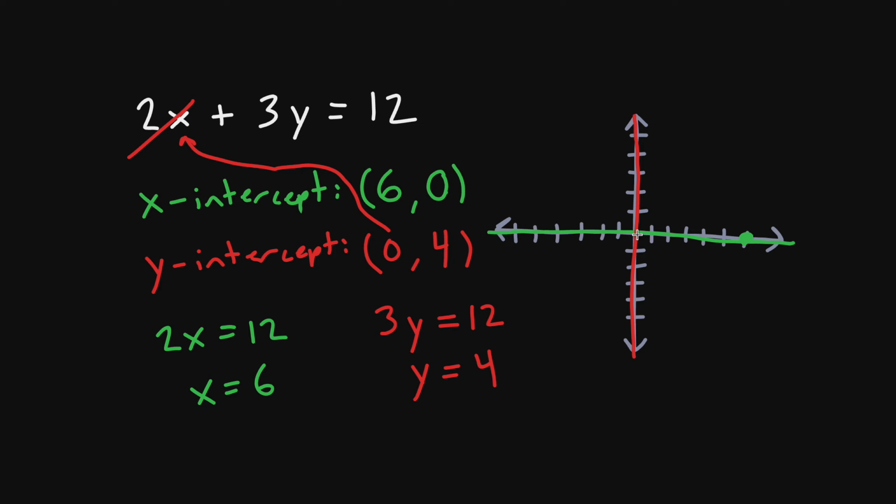And if we want to graph this, we can go up to a height of 4. And now we've got the other point. These two points are the intercepts that are on this line. So to graph the line, we just connect the dots. Hopefully you have a straight edge, although I'm pretty proud of my freehand.